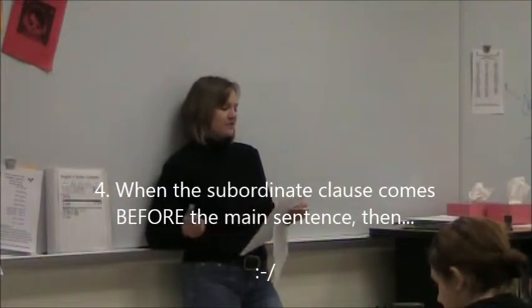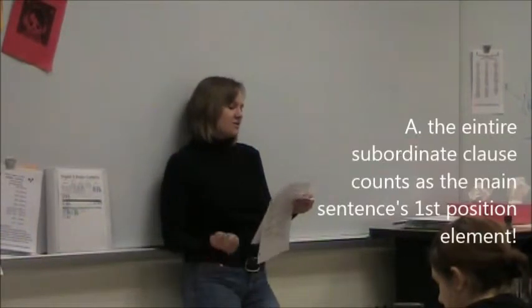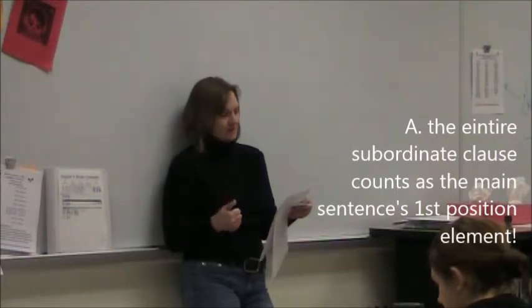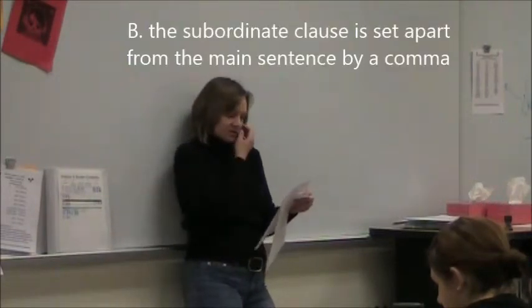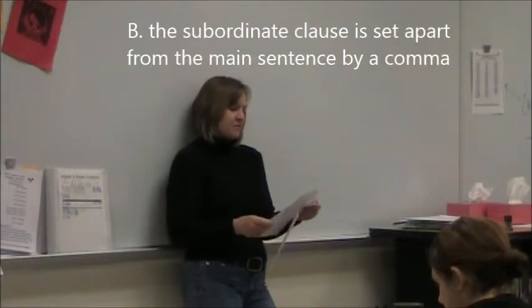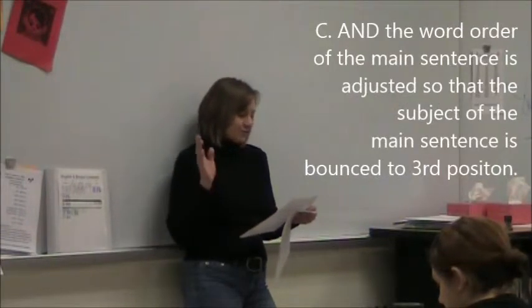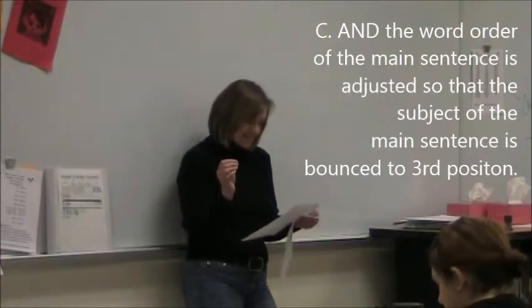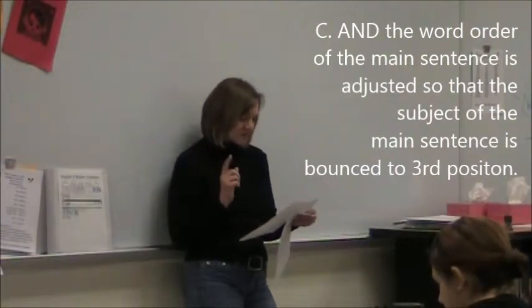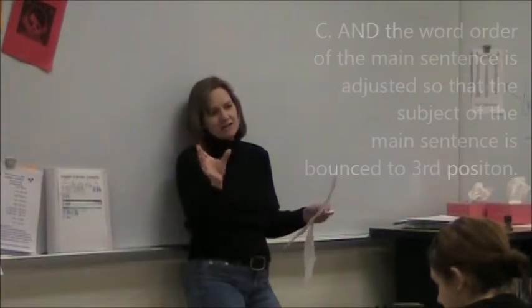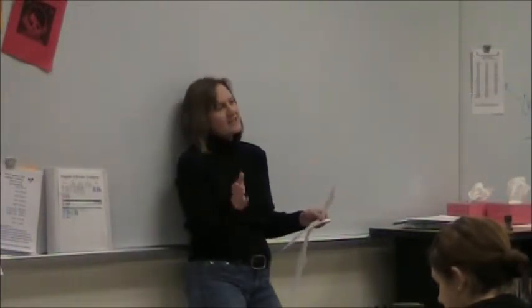Here's what happens. First of all, A, the entire subordinate clause counts as the main sentence's first position element. B, the subordinate clause is set apart from the main clause by a comma. That's normal. C, the word order of the main sentence is adjusted so that the subject of the main sentence is bounced to third position. That's because that dependent clause is sitting in first position and your verb has to remain in second.